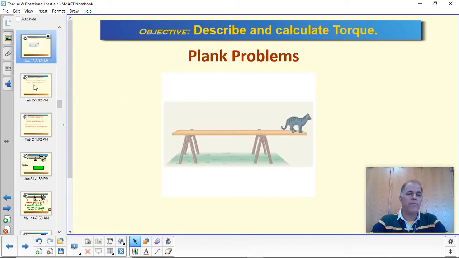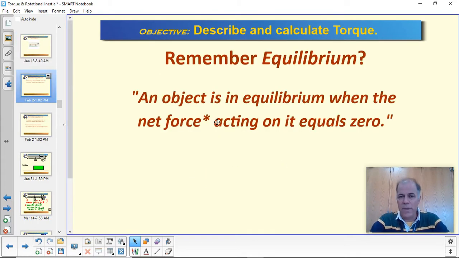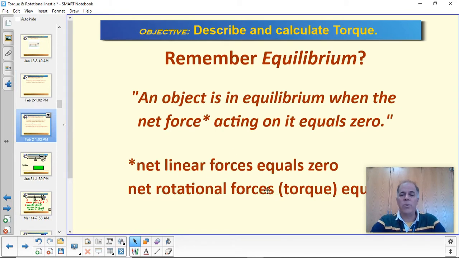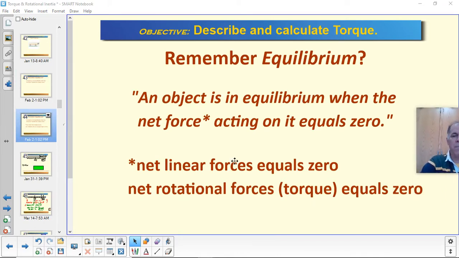Okay, now to do these, we have to review the concept of equilibrium. You remember this one. An object is in equilibrium when the net force acting on it is zero. So if the net force acting on an object is zero, that means that it is not accelerating. So an object in equilibrium either is moving at constant velocity or it's not moving at all. But today I put a little asterisk on this one because we learned about another kind of force, which is torque. So we also have to take into account that the net torque is also zero. So an object which is in equilibrium is not accelerating in a straight line, nor is it changing its rotation.